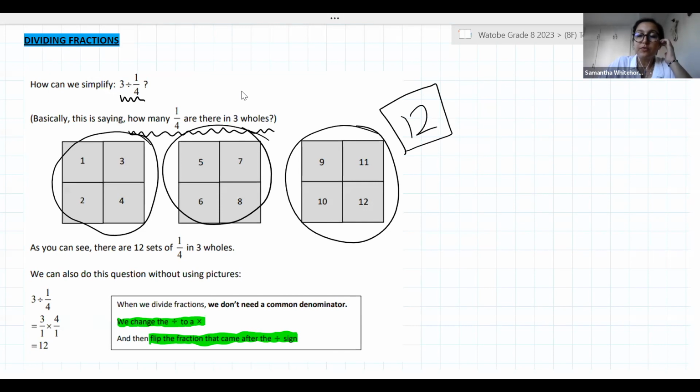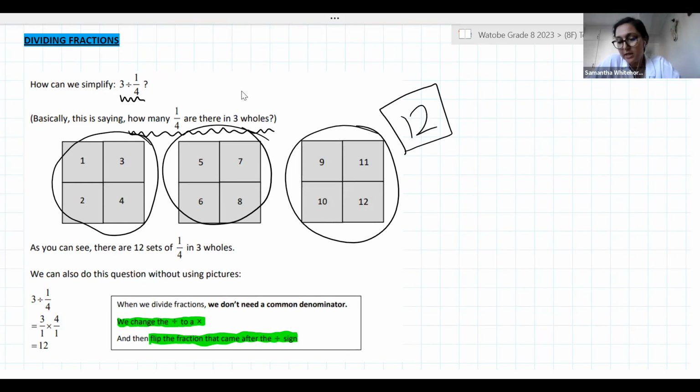Now, some of you would have learned this as tip and times. Some people have done, I can't remember if it was this class or the grade 9s, a slightly different little rhyme called KFC. I'm going to show you both. You can pick which one you want. But basically, we change the division to a multiplication and we flip the second fraction.